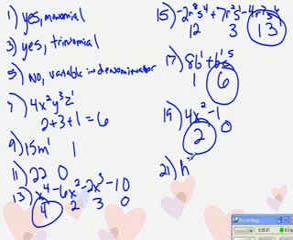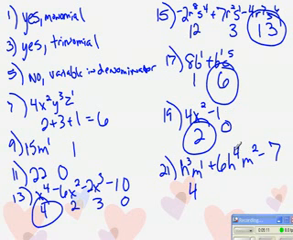Number 21, you have h to the third m. You can put the 1 there if you want. 6h to the fourth m to the second minus 7. 3 plus 1 gave me a 4. 4 plus 2 is a 6. And this doesn't have any variables. 6 is the biggest one, so the degree is 6.